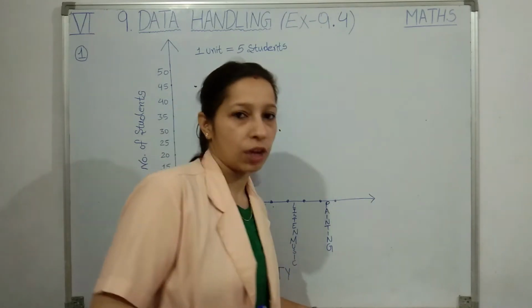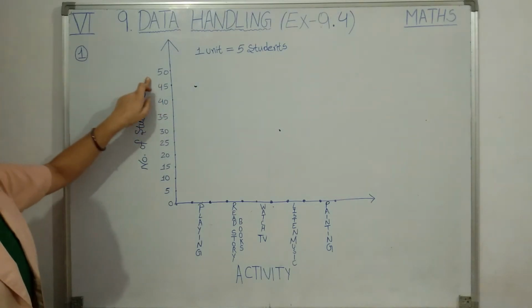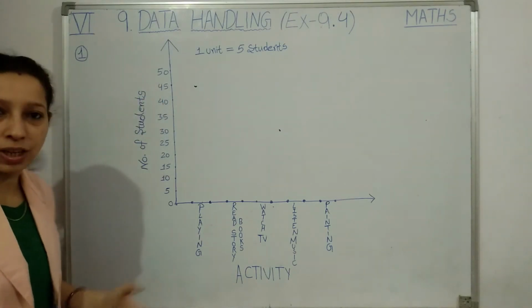You can see playing 45. So up to 45 we are going to mark here. One more point I have taken, that is 50. I hope my explanation is clear to you.